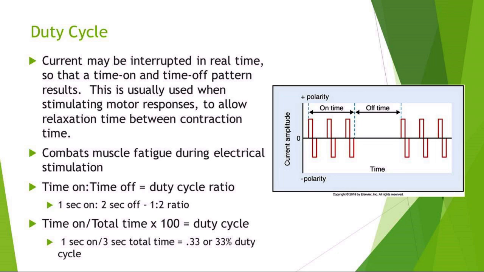So the time on to time off, or time on : time off, is the duty cycle ratio. So if you have 1 second on and 2 seconds off, it's a 1-2 ratio. You can also express it as a percentage. So like 1 second on, 3 seconds total time is 33% duty cycle. So 1 second on, 2 seconds off. So it can be either expressed as a ratio or a percentage on off time.